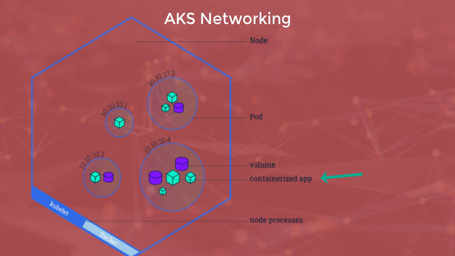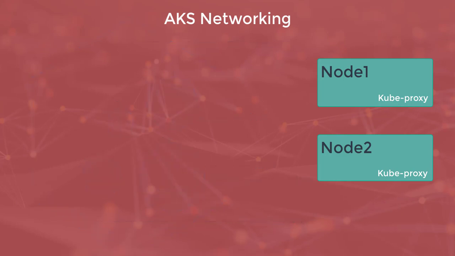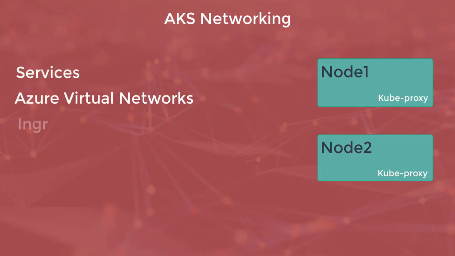That's the sequence. In the previous lesson, we did speak about kube-proxy, right? So the kube-proxy component runs on every node, and this is responsible for providing all the networking features that Kubernetes services need. There are various concepts inside the networking of your Azure Kubernetes Service. So we've got to talk about services, Azure virtual networks, ingress controllers, and network policies.